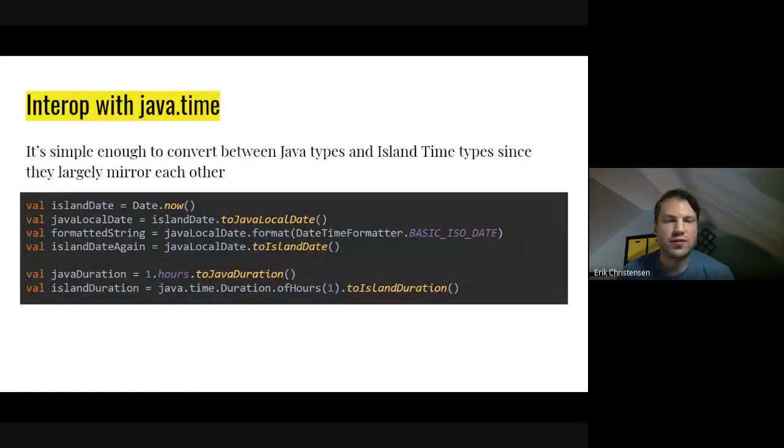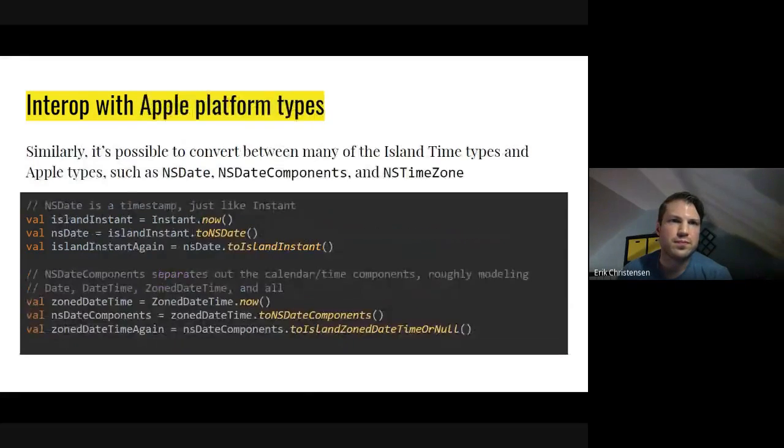It's easy enough to convert between the Java types and Island Time types, since they largely mirror each other. You can go to a Java LocalDate from a date. You can go to an Island Date from a Java LocalDate. You can convert a Java duration to an Island duration. It's all pretty straightforward to do.